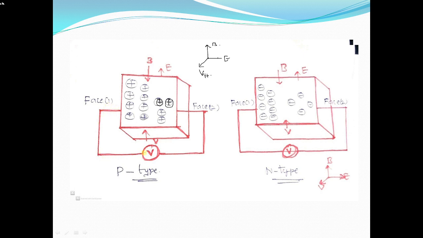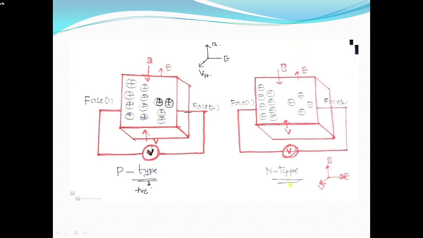The voltage developed is measured with the help of a voltmeter. With the help of probes we have connected this slab to the voltmeter. Now the holes are moving from right to left. Means the Hall voltage is developed in a direction along the z-axis. If the Hall voltage is positive, then it is called a P-type semiconductor.